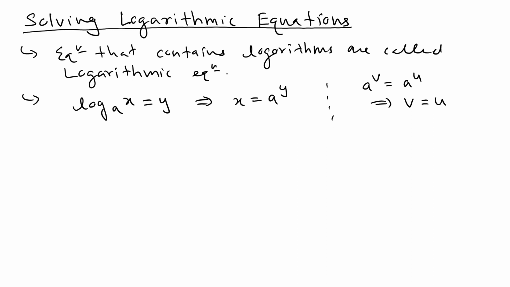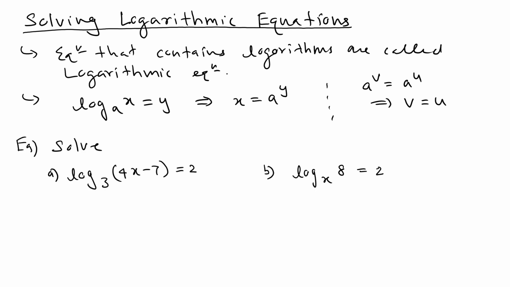So let's look at several examples. Solve (a) log base 3 of (4x minus 7) equal 2 and (b) log base x of 8 equal 2. Let's look at the first one. As we discussed, we can transform this into the exponential form. So we have log base 3 of (4x minus 7) equal 2. What's the exponential form? That means 4x minus 7 equal 3 to the 2.